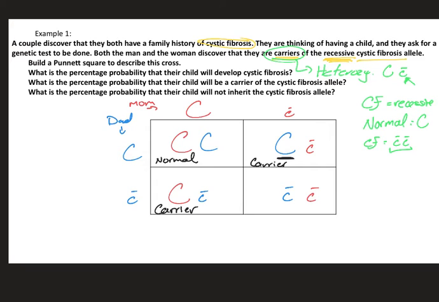But the bottom left or right box is now someone who has cystic fibrosis. They're now going to show this because they both have those, again, a homozygous recessive. That means you're going to have it. So now maybe let's look at the questions.